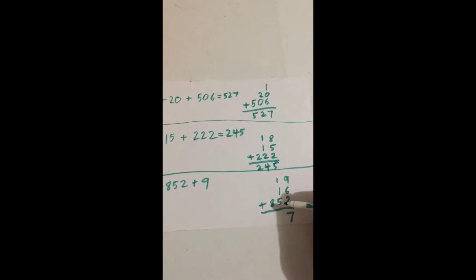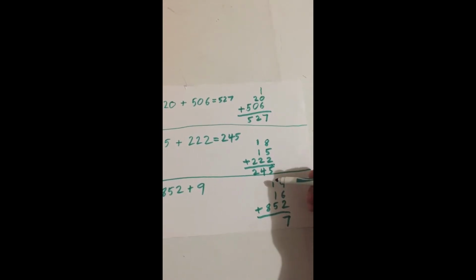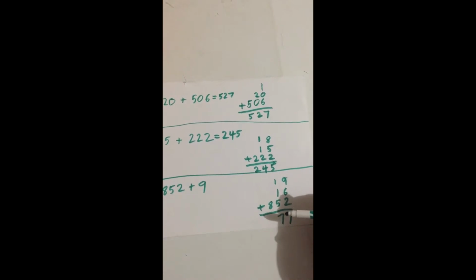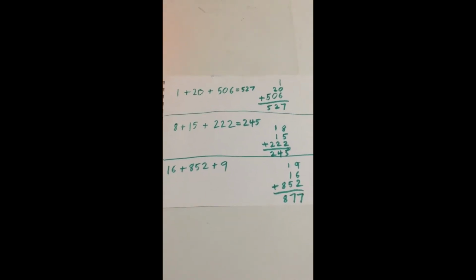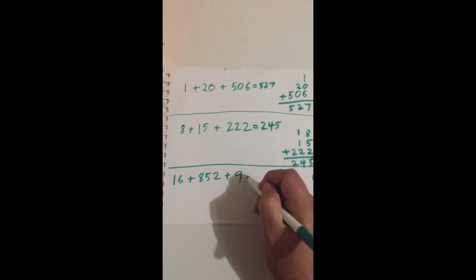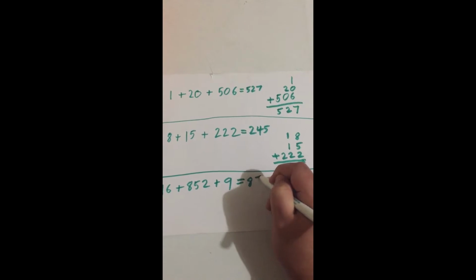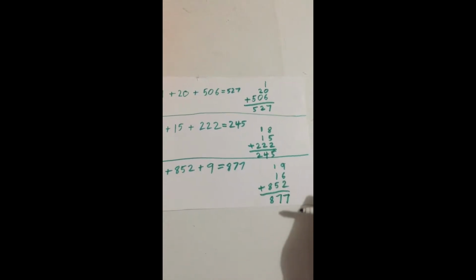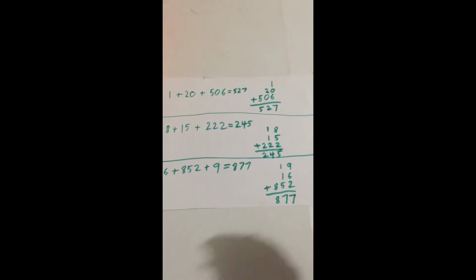So now we have 5 plus 1 plus 1. 5 plus 1 is 6. 6 plus 1 is 7. So 5 plus 1 plus 1 is 7. Now, the 8 has nothing to add, right? So the 8 just is what it is. Alrighty? So the answer to this problem is 877. So we've answered all these horizontal problems by converting them vertically, right? All right, thanks.